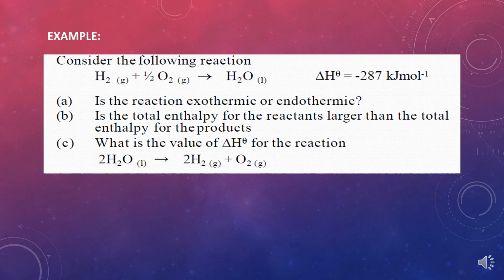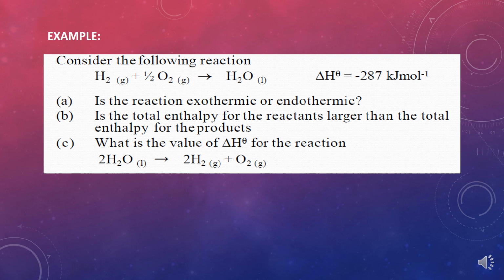Consider the following reaction. 1 mole of hydrogen reacts with half mole of oxygen to produce 1 mole of water molecule. The standard enthalpy change is negative 287 kJ per mole. A. Is the reaction an exothermic or endothermic reaction?